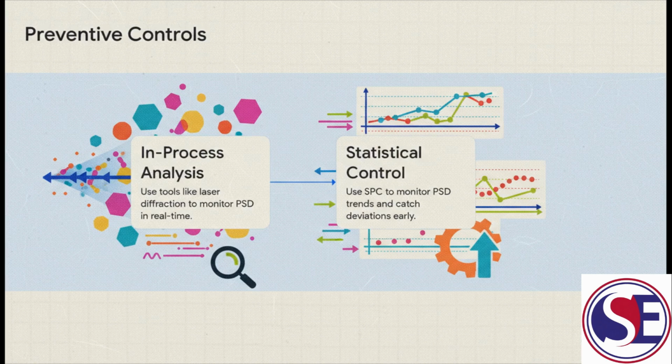Second, you will use statistical process control, or SPC. That's just a way of saying you will actively watch the data trends from batch to batch so you can catch any deviation the moment it starts to happen.